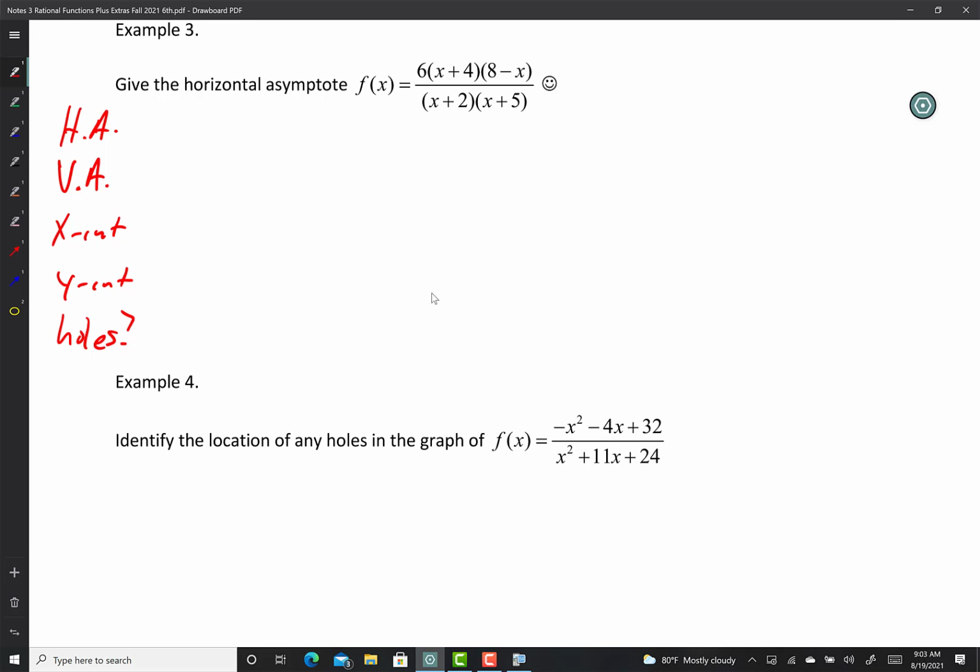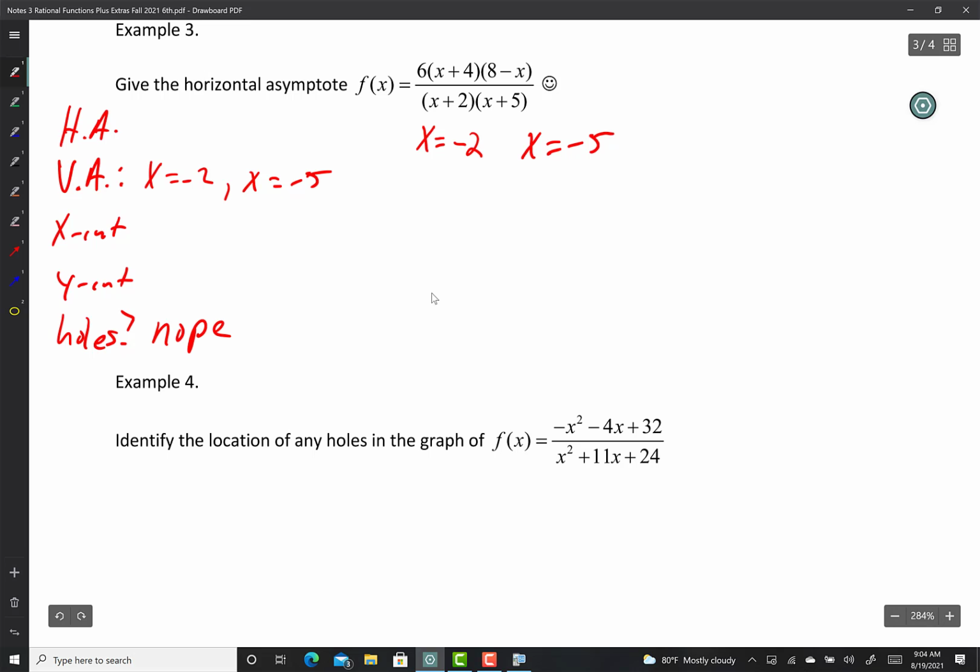Which one's the easiest one? Vertical asymptote. Does anything cancel out? No. Nothing cancels out. So where do I have vertical asymptotes? When the denominator is 0, right? Yes. So the denominator is 0 if x equals -2 and -5. Those are my VAs. Are we okay? All right. What is easiest to get now? Are there any holes? Nope. There are no factors that cancel out.